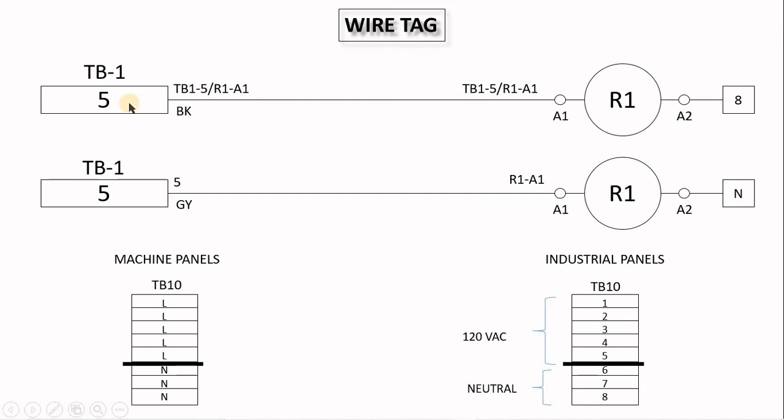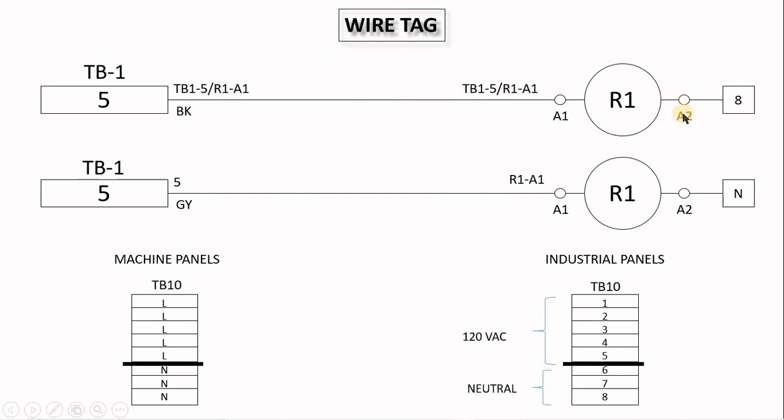Now you have here two methods. The first one is to-from. In the TB1 terminal 5, the wire coming out, I put here black, so the color is black, and here I say TB1-5 and /R1A1. That means from TB1-5, and it will go into relay 1 terminal A1. In the relay, you put a wire tag again. It says R1-A1, which is this terminal, /TB1-5. So you know exactly where it will land on the other side. This is one method.